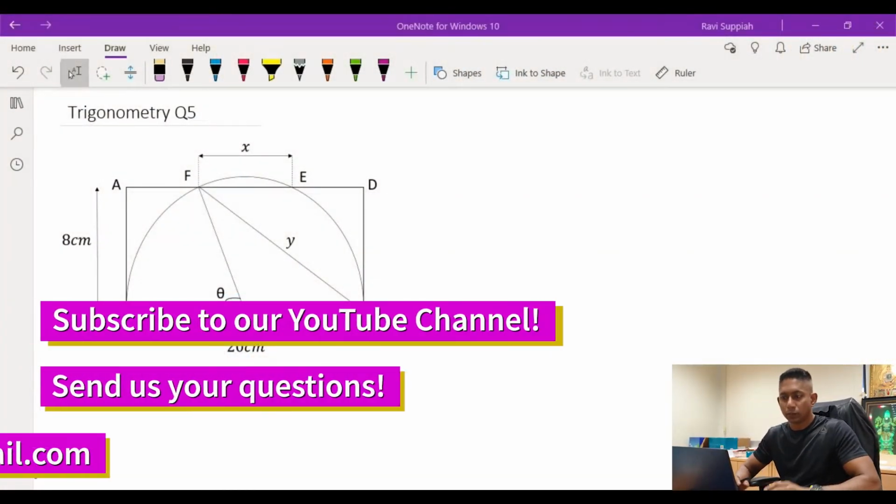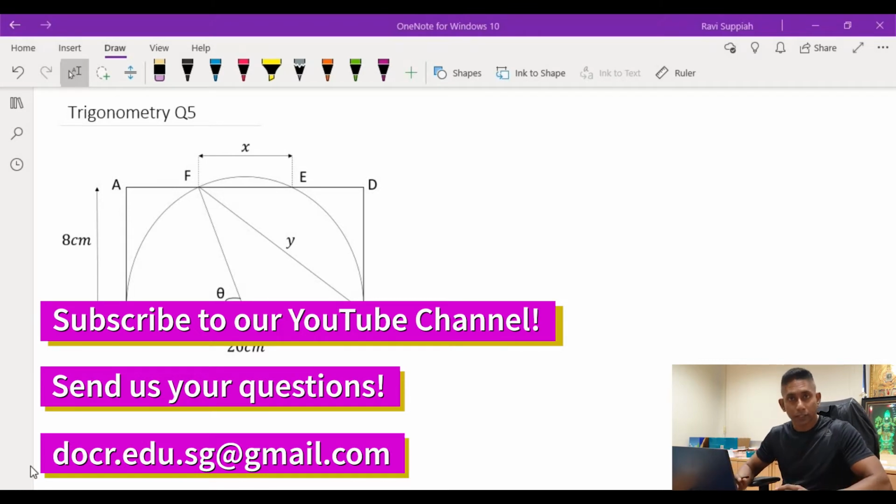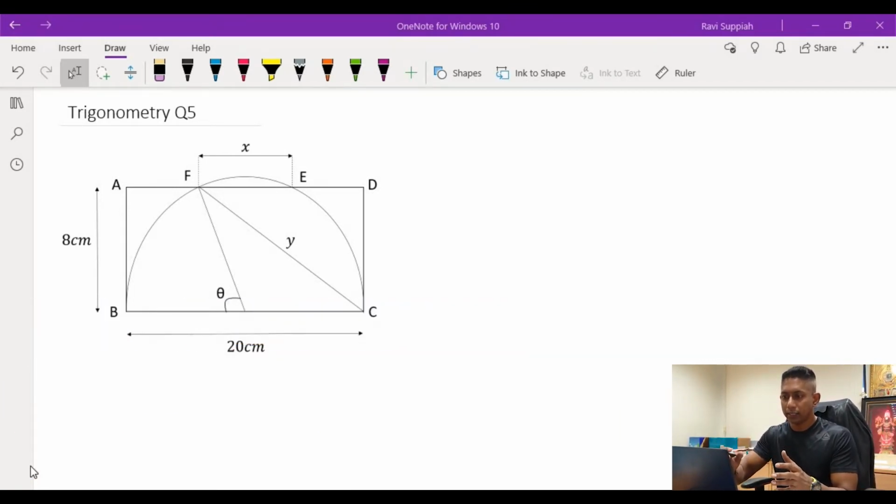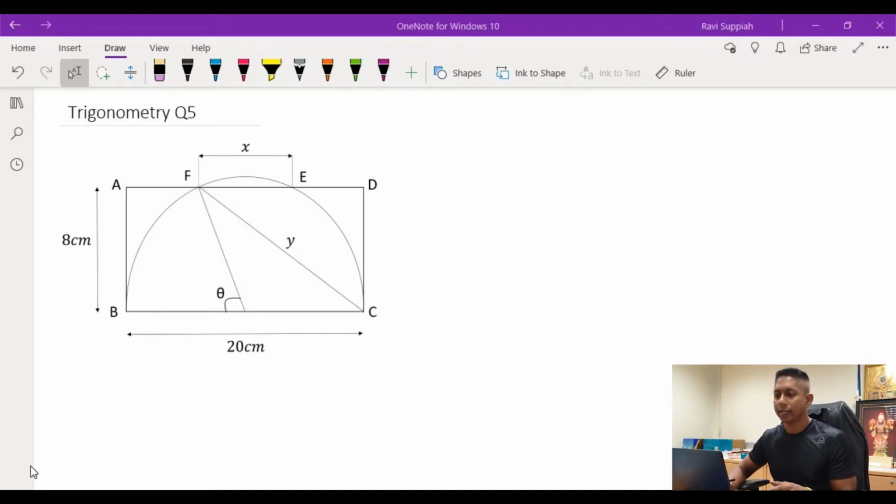Hi, let's look at this interesting trigonometry question over here. What we are given is a rectangle and a semicircle that is part of this rectangle, and part of the semicircle is also coming out of the rectangle. We're supposed to find these two variables x and y. Now let's see how to go about doing this.